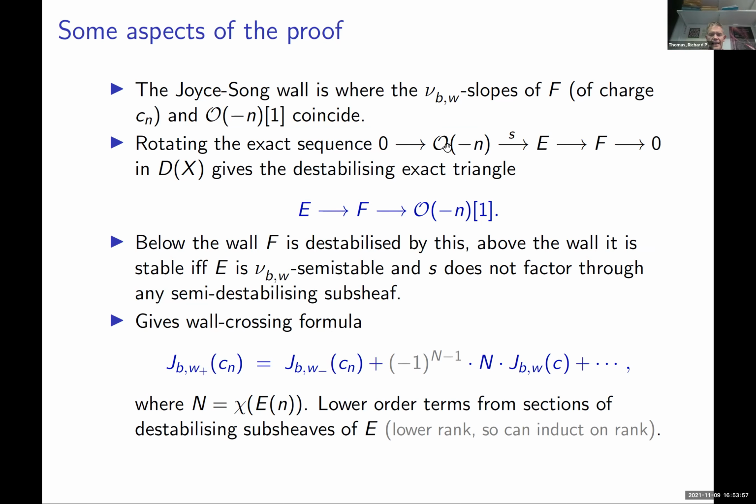Does it lie in E, or does it actually lie in a semi-destabilizing subsheaf of E? You have to sort of subtract off terms from that. There's an almighty inclusion-exclusion principle going on. So there are higher corrections, because nothing works just as we want it. But this is the wall crossing formula you get. This is the term we saw before, and it really is just a wall crossing formula.